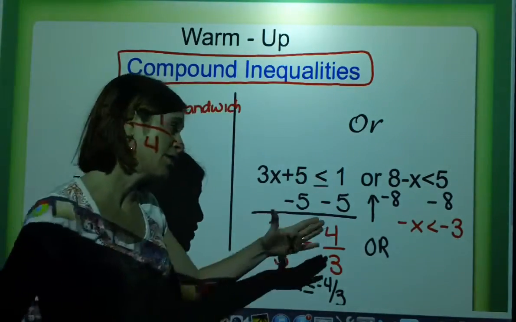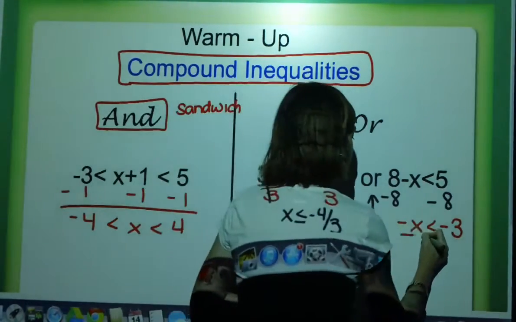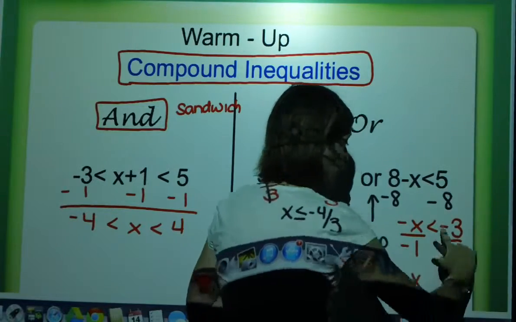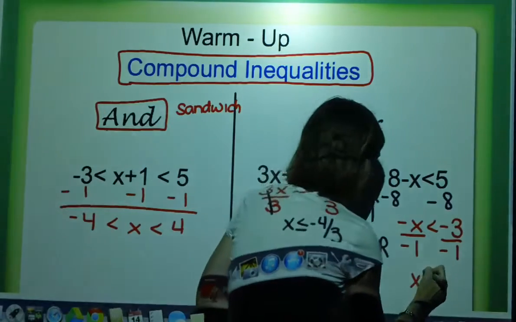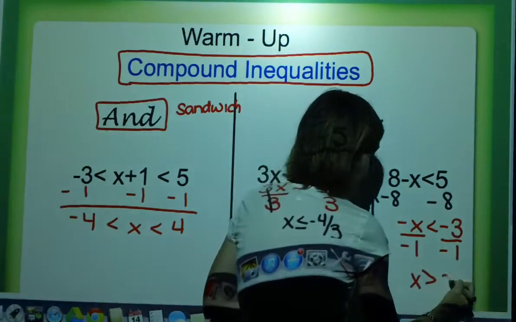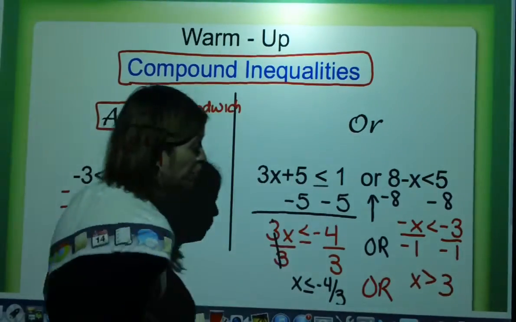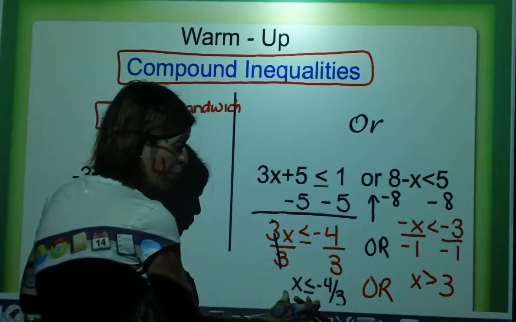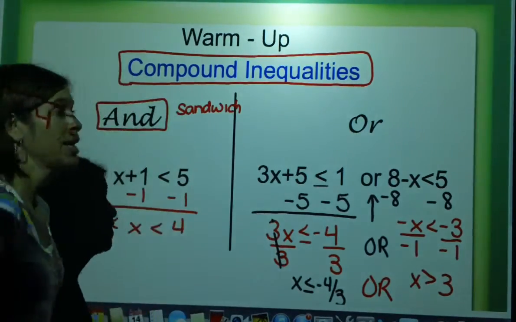Okay. But when we're solving an inequality, we always want a positive value for our variable, so we divide by -1. So x is, when we divide or multiply by a negative to an inequality, we have to flip the symbol, and we get -3 divided by -1, which would give me 3. So my answers are, and my or has to come with me because it's part of my answer. I either have x is less than or equal to -1 1/3, or x is greater than 3.